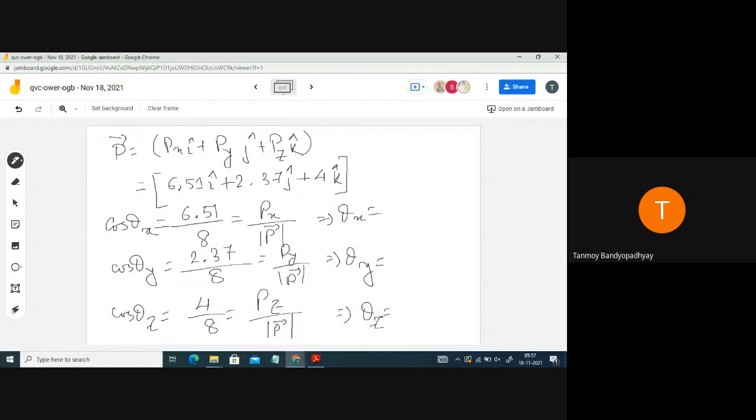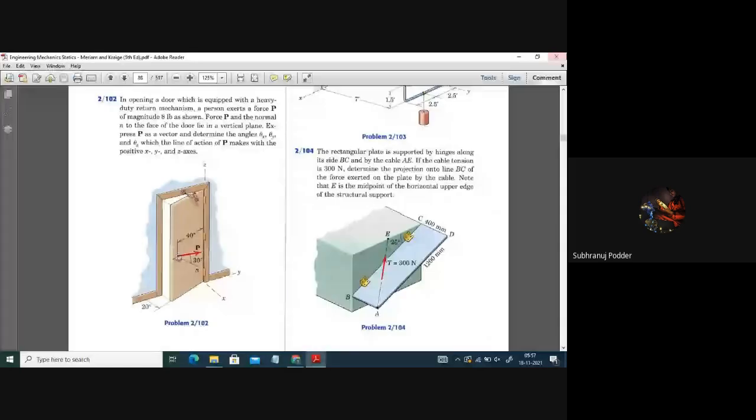Just calculate. Theta x is coming to be 35.5 degree, theta y is 72.8 degree, theta z is 60 degree. So this is the answer for this problem. See whether it is clear, just let me know.